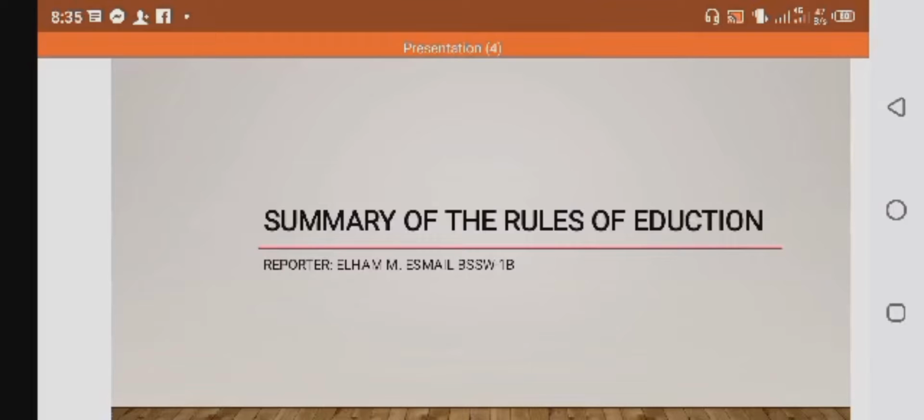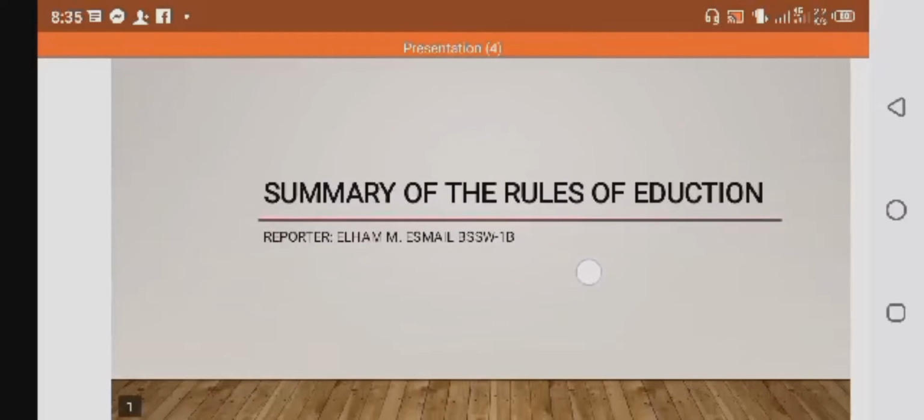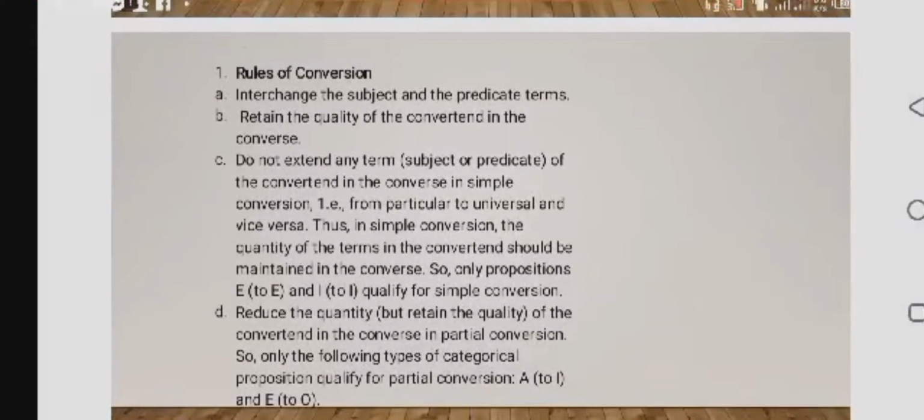So, summary of the rules of education. Here is the summary of the rules of education. The first one is the rules of conversion. A. Interchange the subject and the predicate terms. So, you have to interchange or pagpapalitin mo ang subject at predicate terms. That is number 1 rule of conversion. And B. Retain the quality of the converted in the converse. So, panatilihin mo yung quality or kung paano nagiging mas makabuluhan ang converted in the converse.